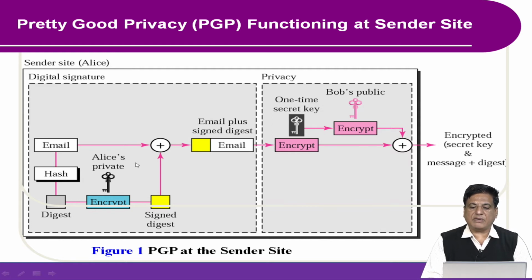Then Alice will generate a secret key with the use of any of the session key algorithms such as Diffie-Hellman, Needham-Schroeder or the KDC. That secret key is used to encrypt the email as well as the signed digest. Then we are assuming that we are sending the email to Bob, so we encrypt the secret key with Bob's public key. So what are we sending? We are sending the encrypted secret key and the encrypted message plus the signed digest.